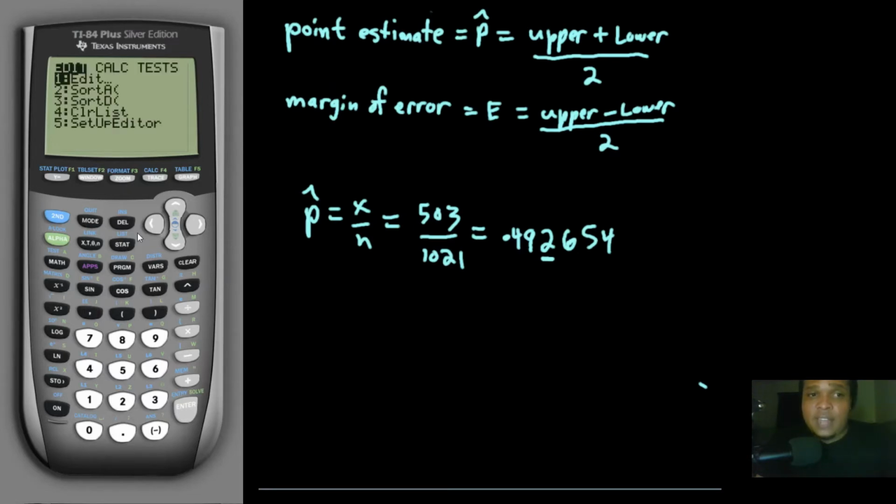We go to stat, we go to test, and then we're going to go to 1-PropZInt. Now, do not get this confused with 1-PropZTest. That's coming up later. That's for chapter 8. Spoiler alert. But we want 1-PropZInt, which is letter A. Anyway, hit enter on it. They're going to ask you for your x. Your x is going to be 503.